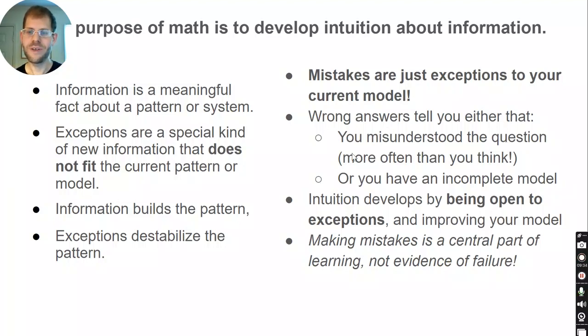Or you misunderstood the question, which happens more often than a lot of students realize. They didn't understand the question, or they missed one of the words in the question. So when you make a mistake, it's either one of those two things. You either have an incomplete model of how it works and you need to update your model, or you misunderstood the question. You have a wrong assumption about what was being asked. So your intuition develops by being open to those exceptions or to the mistakes you're making and using those as opportunities to improve your model.